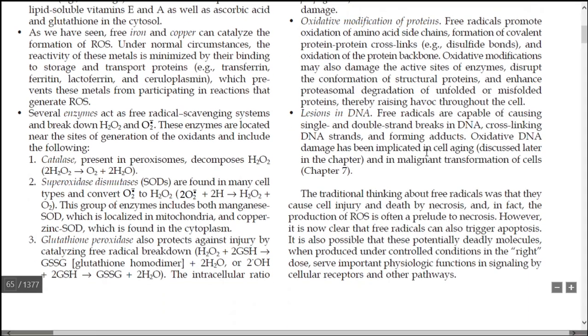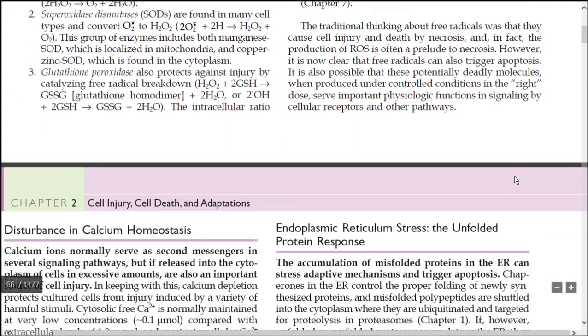Next, lesions in DNA. Free radicals are capable of causing single-stranded and double-stranded DNA breaks. It will also cross-link the DNA strands. Hence, oxidative DNA damage has been implicated in cell aging and also in malignant transformation of cells.